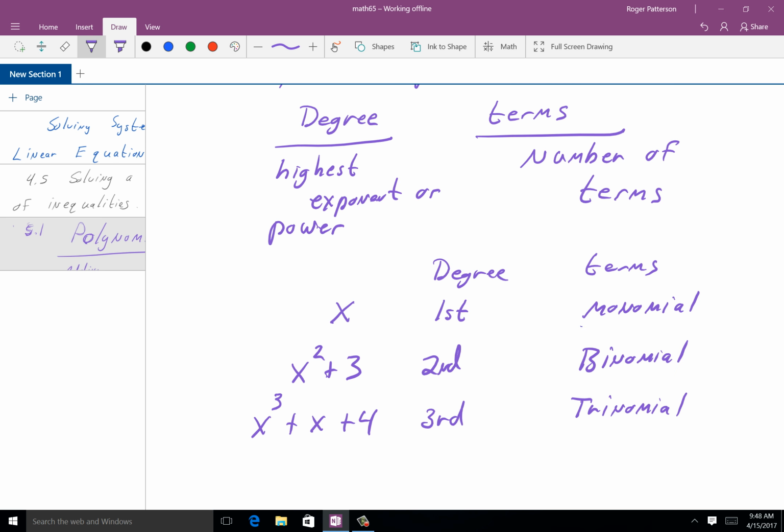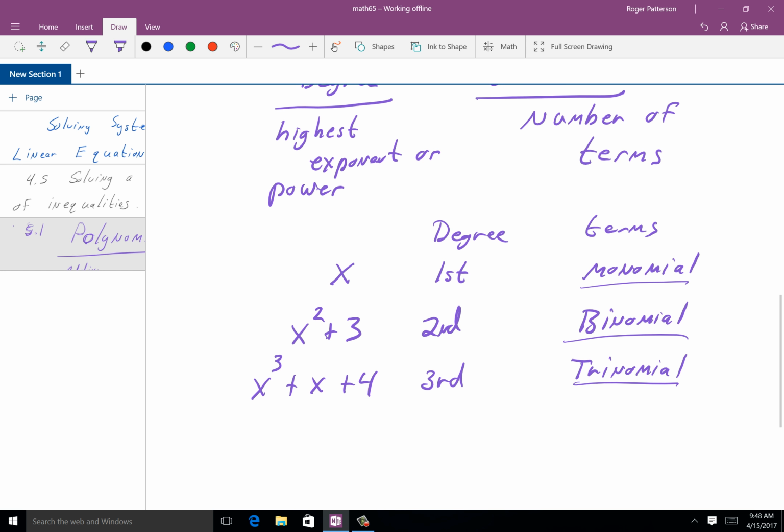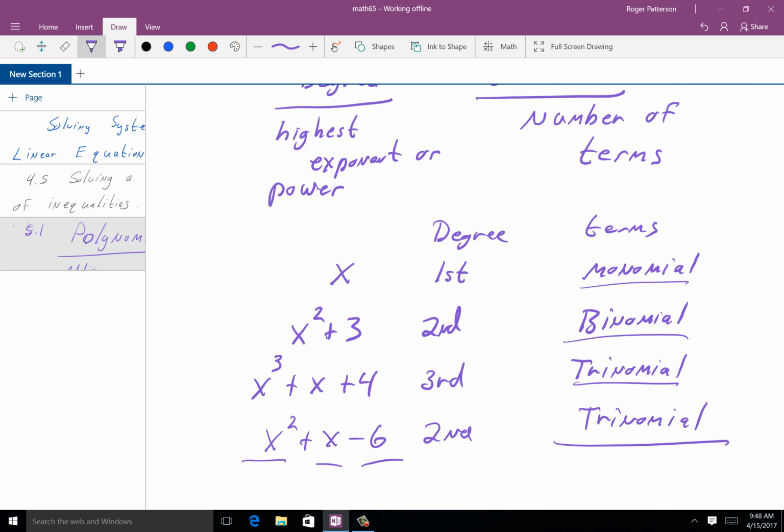So this is by the number of terms. I could have a trinomial that looks like this, x squared plus x minus 6. This would be a second degree, but it would be a trinomial because it has 3 terms. 1, 2, 3. Each one is called a term. Again, that's not anything I'm going to test or quiz you on. But we'll just be talking that vocabulary. So I'll say, wow, this is a binomial. Oh, that's a trinomial. So we'll just be talking about them.